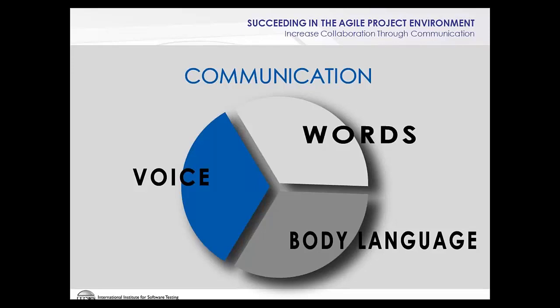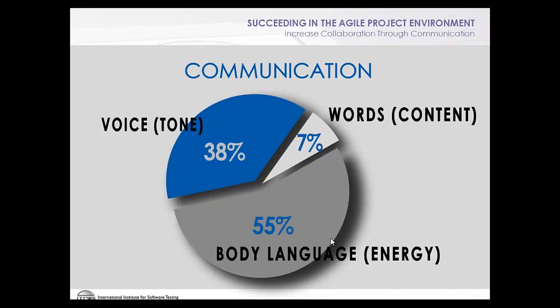Albert Mirabin had also established percentages of use of the three elements during face-to-face conversations, and you're going to be surprised on this breakdown. It's interesting. So here it is. Words make up 7% of our communication. Voice or tone is 38%, and body language is 55%.